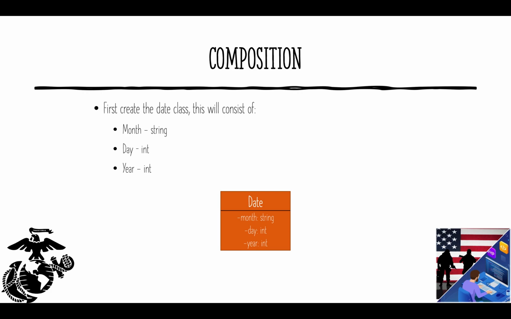So first you want to create a date class. This will consist of a month, day, and year, which will be a string and ints. So here's our example of our class, or our object. We have the date: month, day, year.